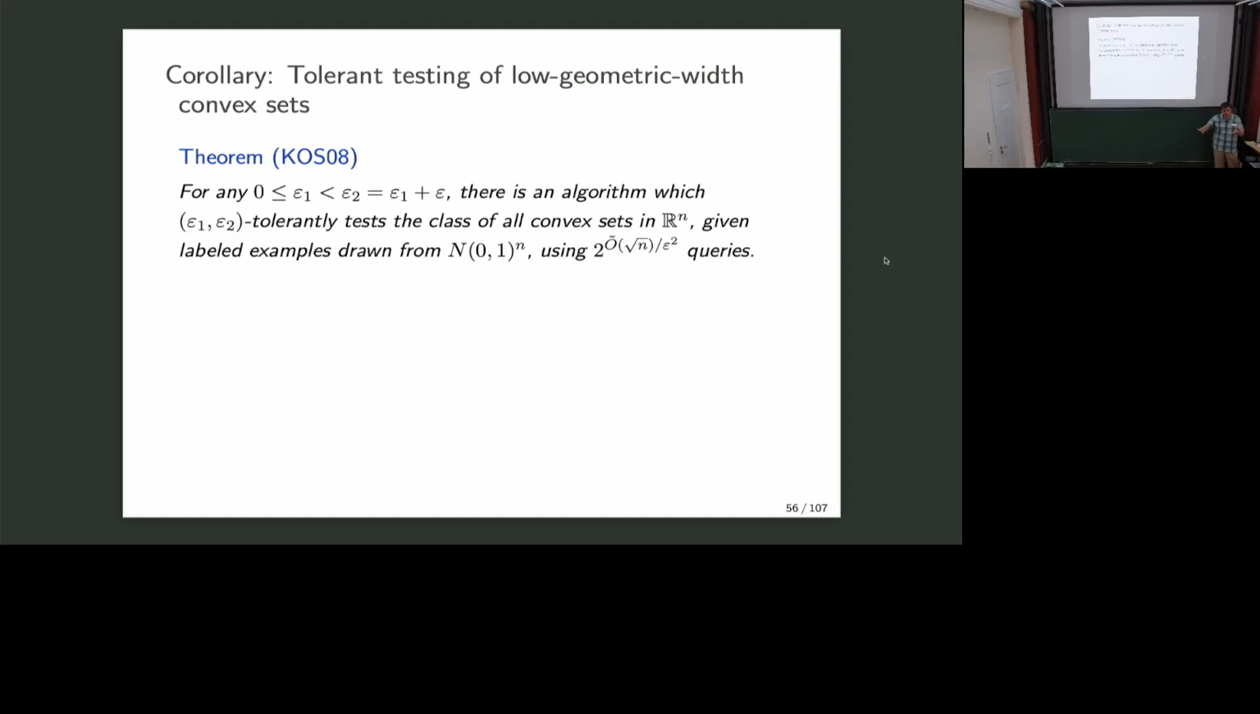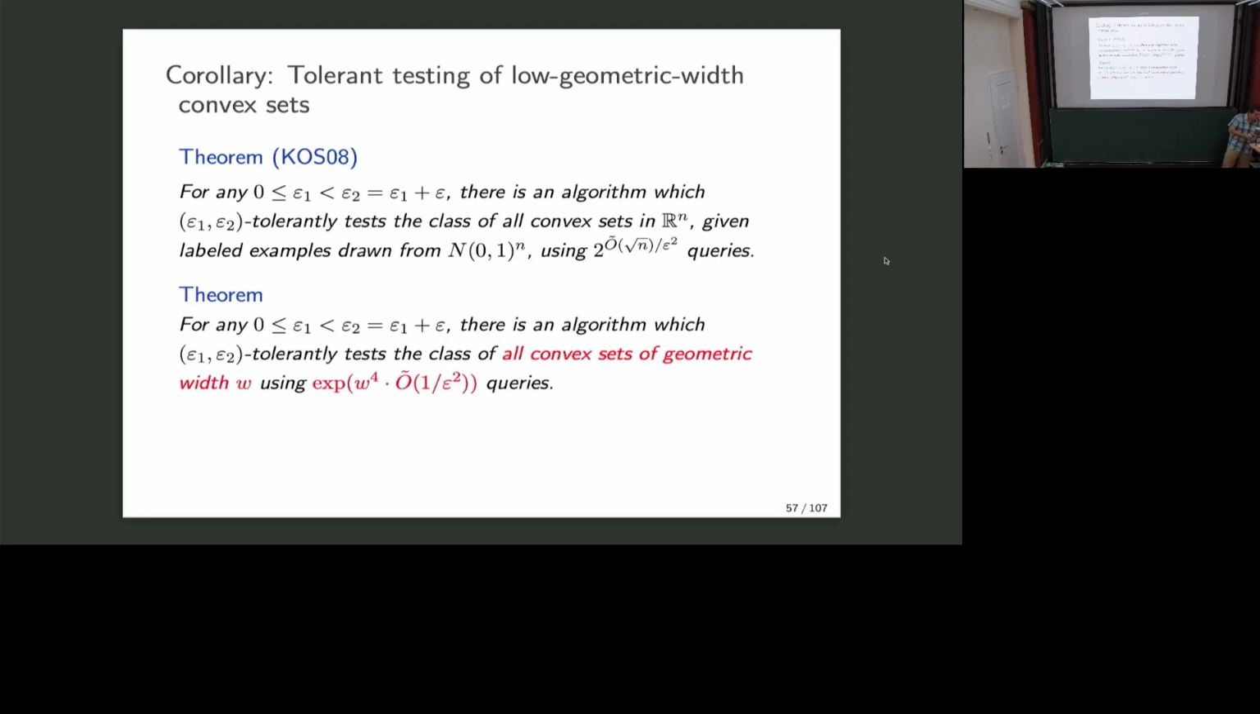So if you want to test whether an unknown set is convex, tragically the best we can do is 2 to the square root n interactions with a box like this. And using this new sparsification thing, we can test a subclass of convex sets using just a constant number of queries. So, my goal is that if the set is a geometric width W convex set, I should say convex. If it's far from every geometric width W convex set, I should say far. We can solve that testing problem with just a constant number of queries if W is constant.